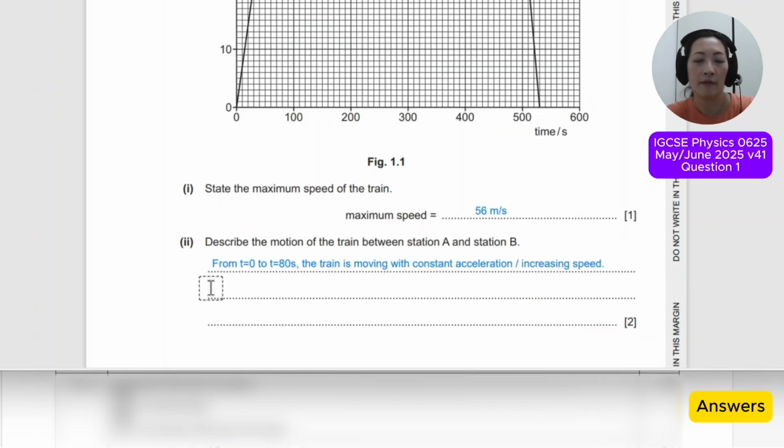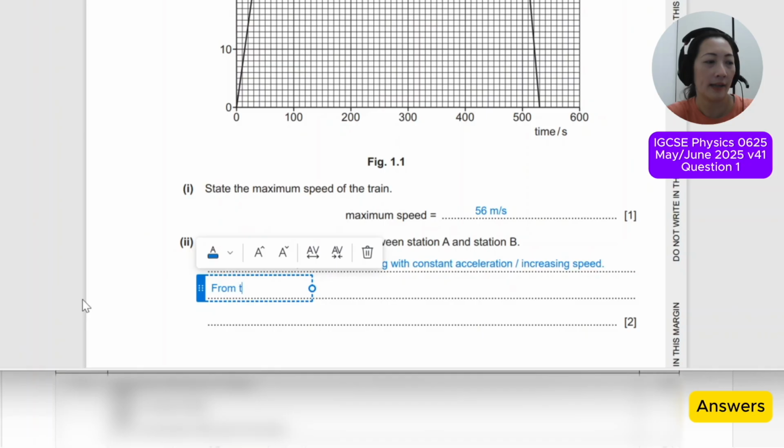Next I'm going to write from t equals 80 seconds to t equals 480 seconds. The train moves with constant speed.